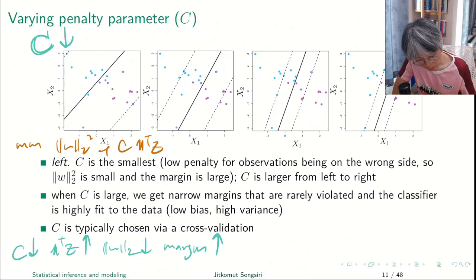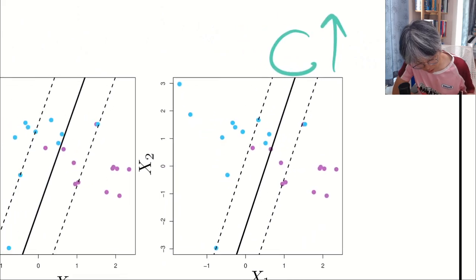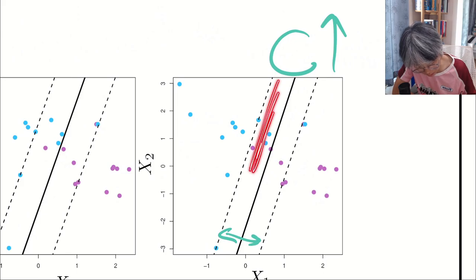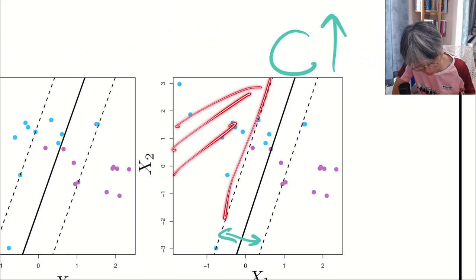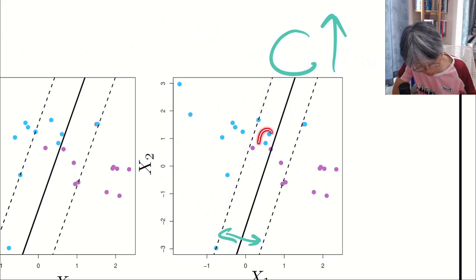So as you see the effect, when C is larger, the margin is less. And there will be fewer data points on the wrong side of its class. Its class is supposed to be here. When C is bigger, only 2 points are on the wrong side. Only 1 point is on the wrong side.